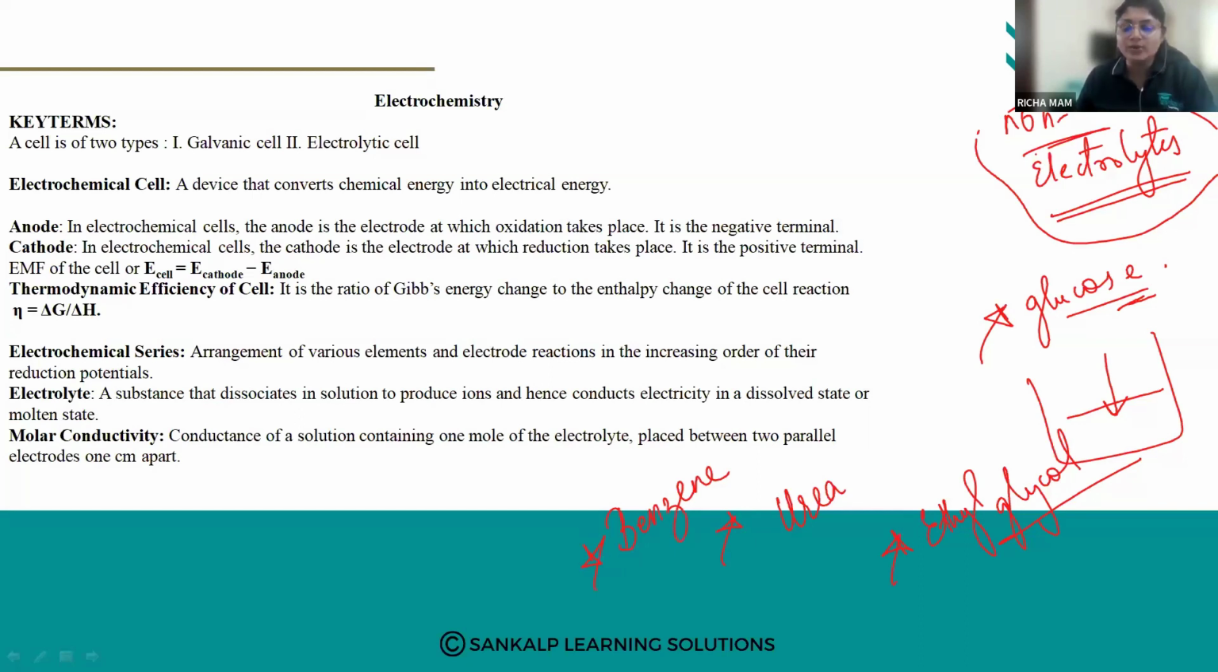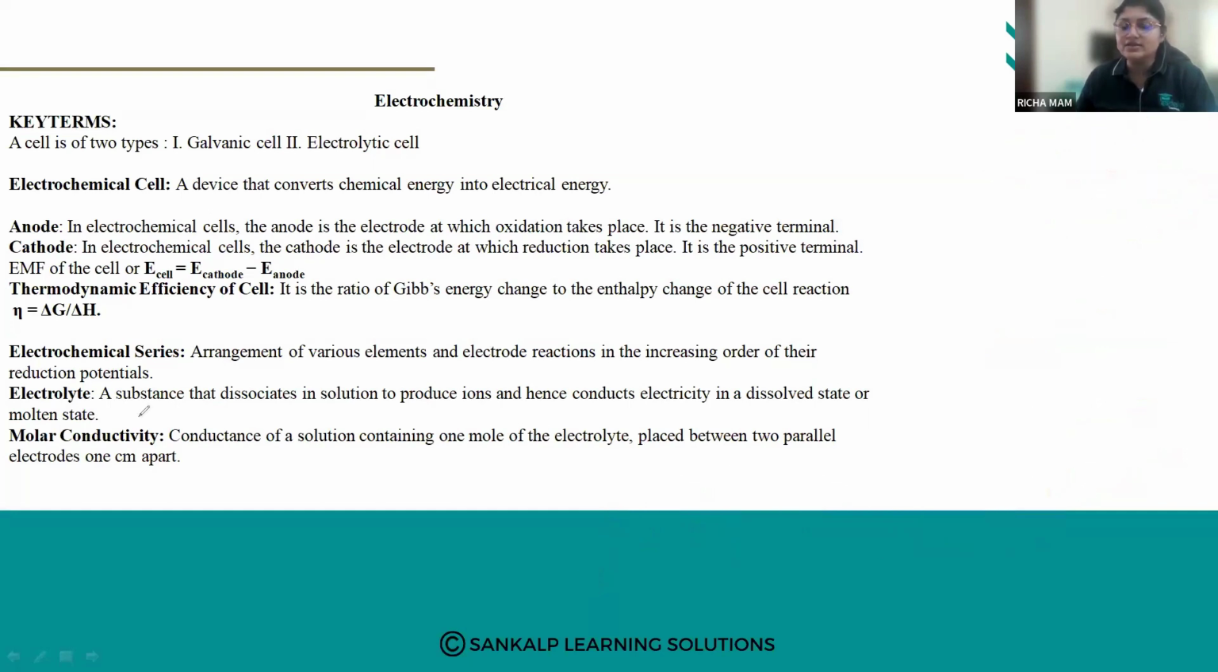So what do you mean by non-electrolytes? The substances which do not conduct electricity either in their molten state or in their aqueous state. Aqueous state means when you add it in water. Molten state means when it is liquefying from solid to liquid. That state is the molten state.